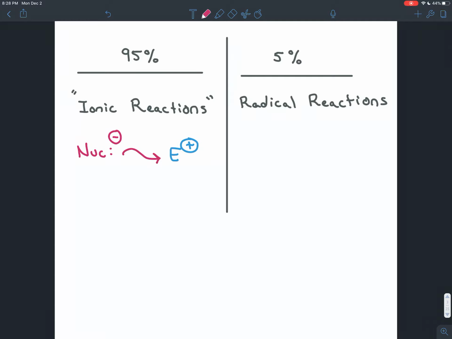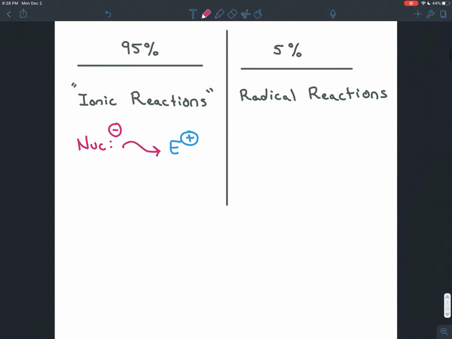A lot of the exercises in this chapter are going to be drawing the mechanisms of these radical reactions. Remember, mechanisms are where you show how electrons move. You use curved arrows to show how electrons move to accomplish a transformation. Now, you've been drawing these curved arrows for a long time, and the heads of the curved arrows have been double barbed. So you have two barbs on either side of the arrow.